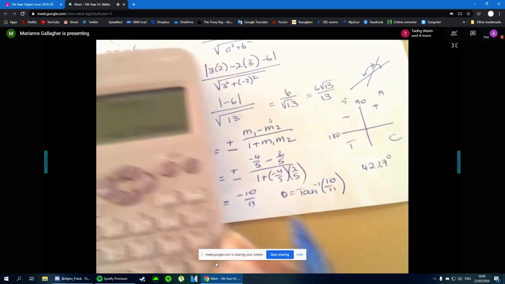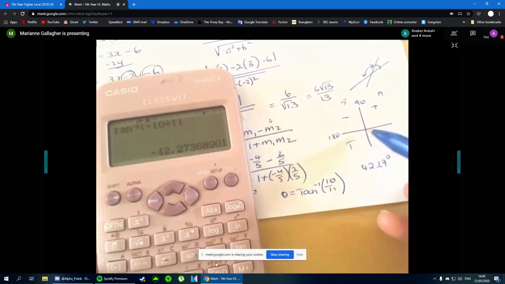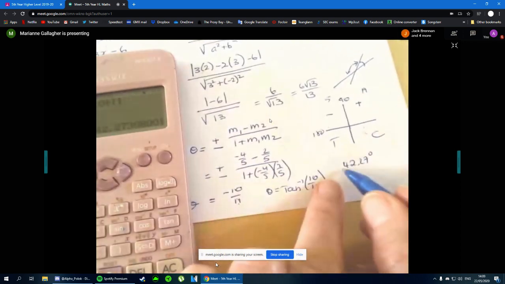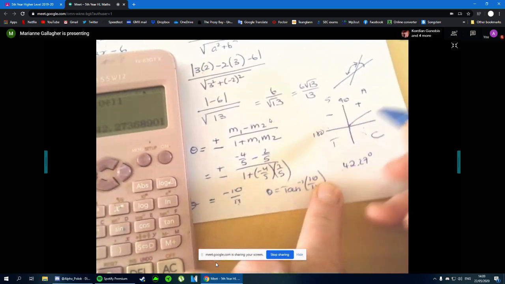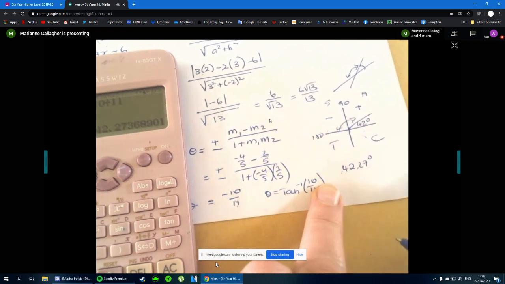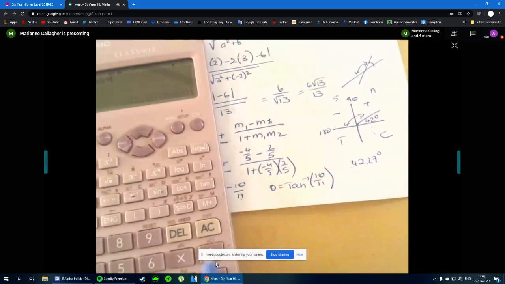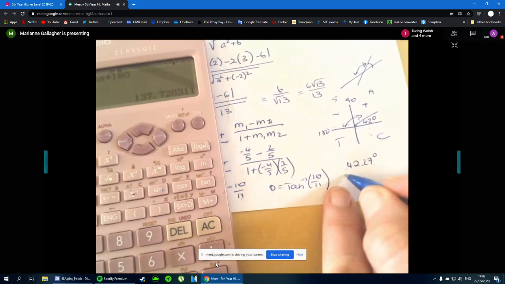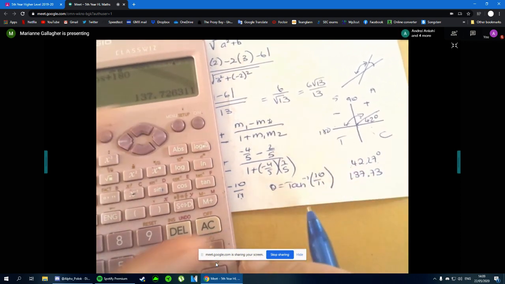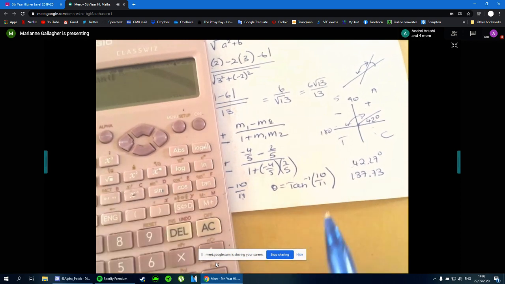And if I change that to a negative, that's where the problem is. If you put a negative in here, the calculator is just going to give you the negative angle. So to get your obtuse angle, this is our reference angle. If one of the angles is 42, the other angle is going to be 180 minus 42. So the other angle is 137.73. And if I get tan of that, it will be minus 10 over 11. And it's the negative.